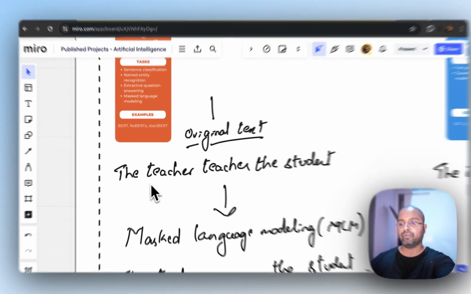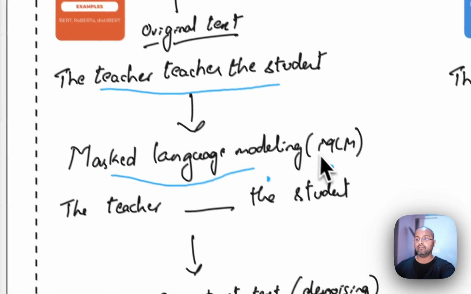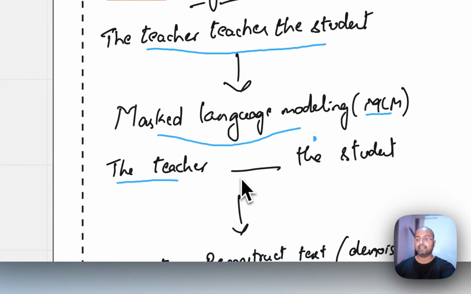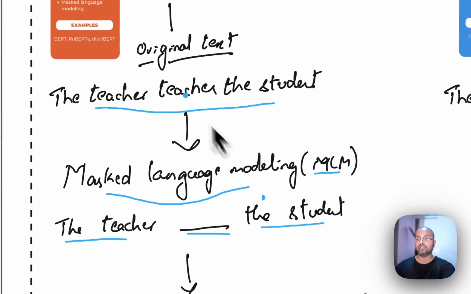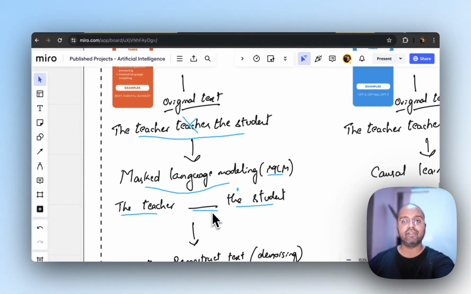And here's an example of how this works internally. Imagine this is our original text: The teacher teaches the student. Once we have this input, it goes through masked language modeling, which we call MLM. Then we have the teacher, a blank over here, and then the student. So we are removing the word teaches. This is how this model gets trained, where we create a blank and it's like fill in the blanks.